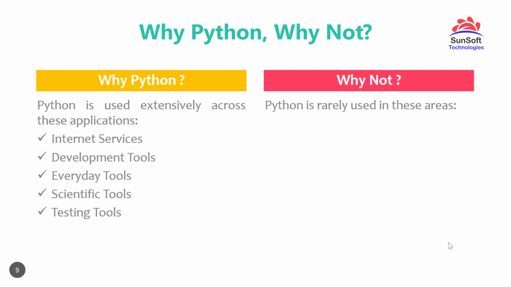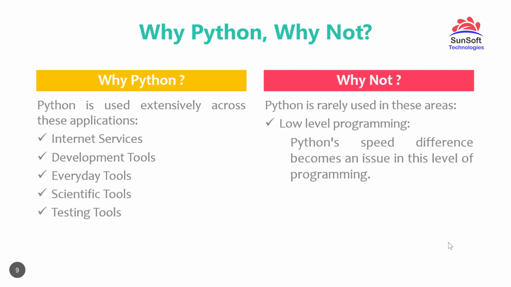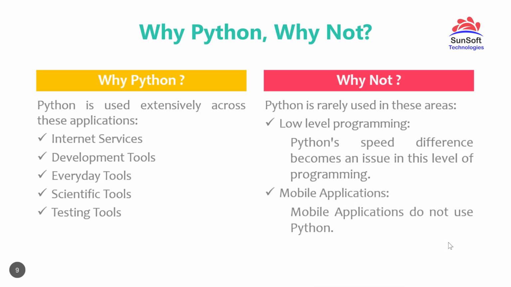But Python is rarely used in these areas. Low level programming. Now Python has a speed difference which becomes an issue in this level of programming. So when you're going to be doing hardware programming, then you'll be using C and other languages but not Python. Mobile applications do not use Python.